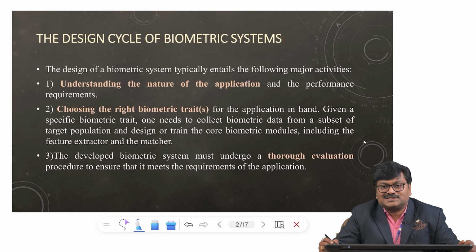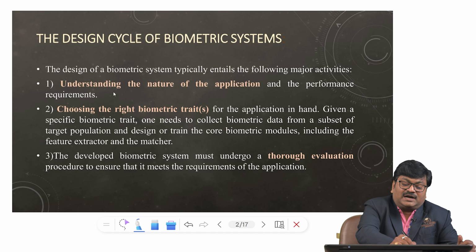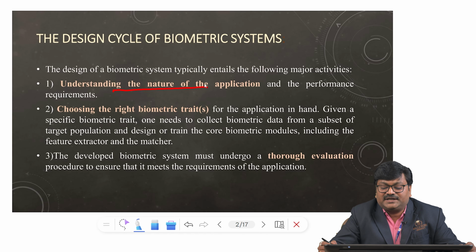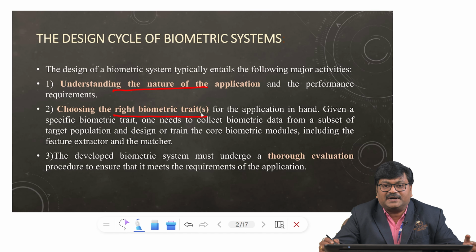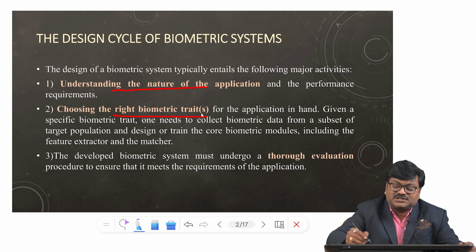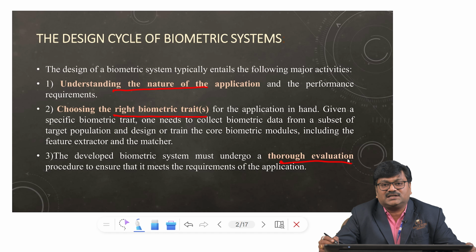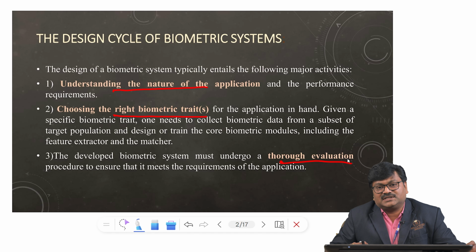If you go through this slide, it shows all the three points that I mentioned now. Understanding the nature of the application is the first concern, whereas the second concern is choosing the right biometric trait based on the application. And the third consideration is related to the evaluation, based on which I need to grant the access. So these are the three major things.